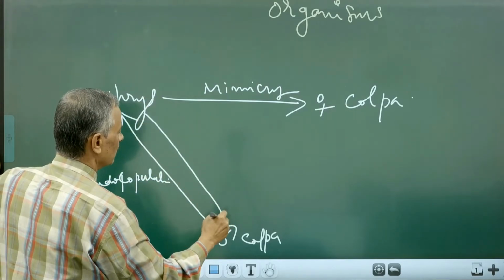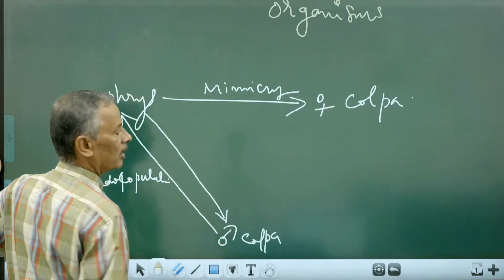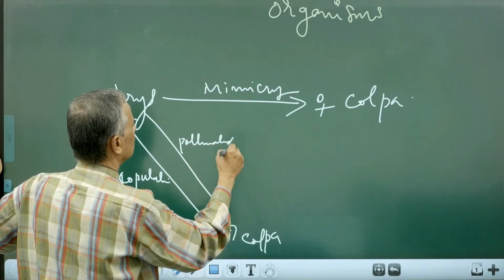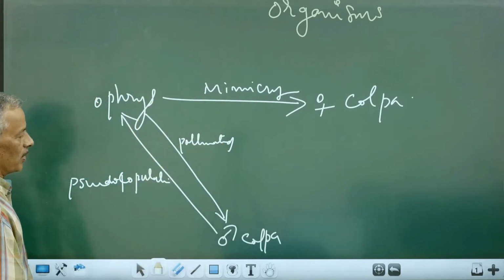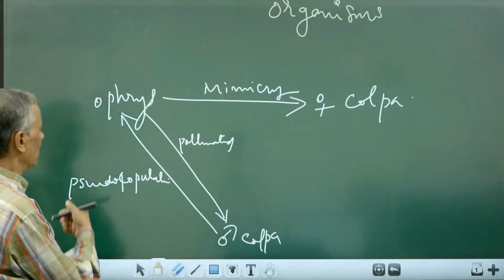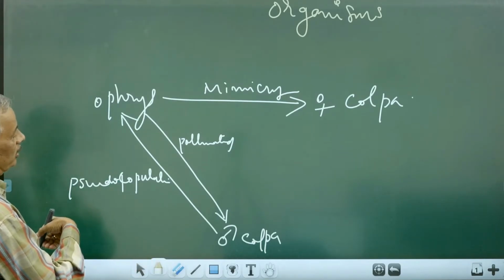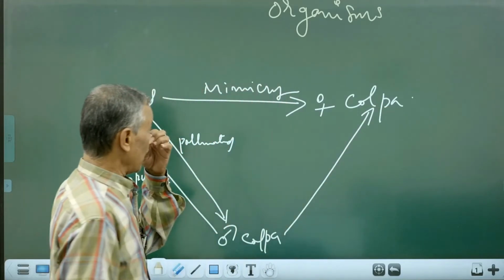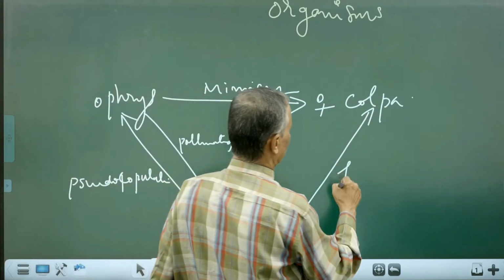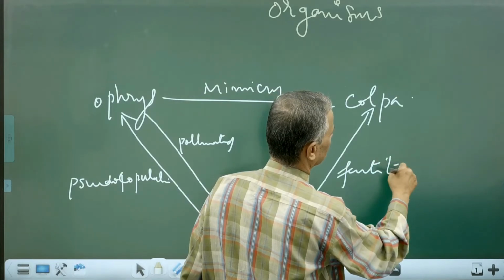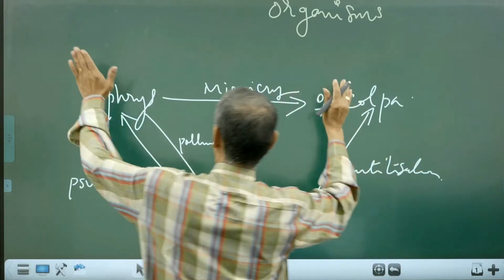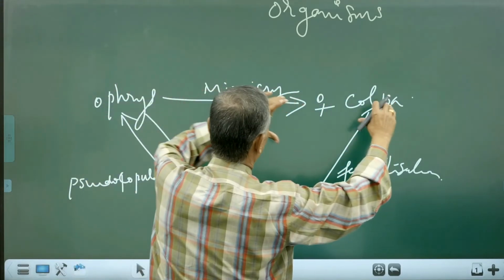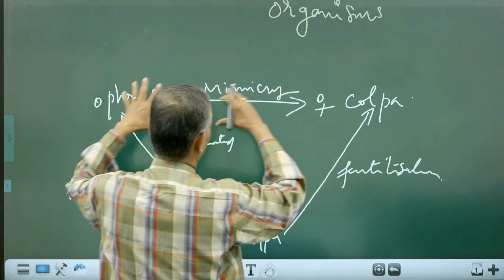And what is the benefit this Ophrys is getting? Ophrys is getting pollinated. So Ophrys is getting the benefit. It is being pollinated by the male, but male is not getting actually any benefit. And this Colpa can mate with a female. That is normal fertilization. It can also occur.